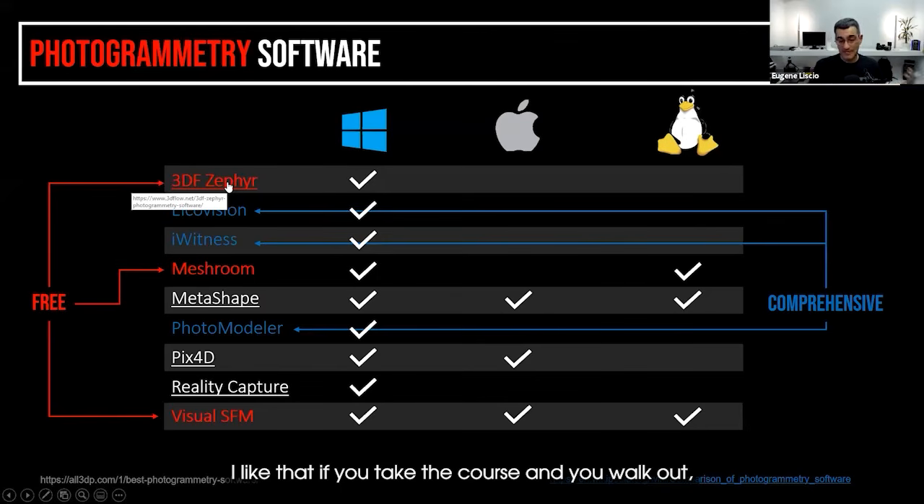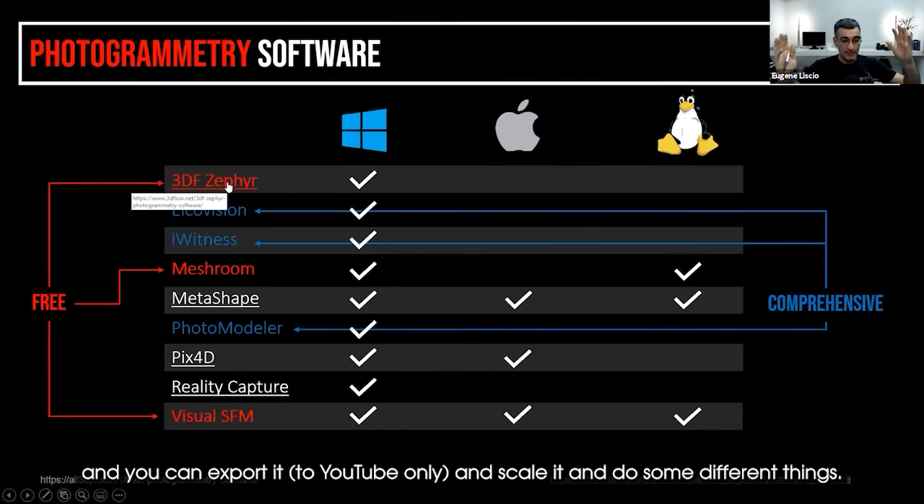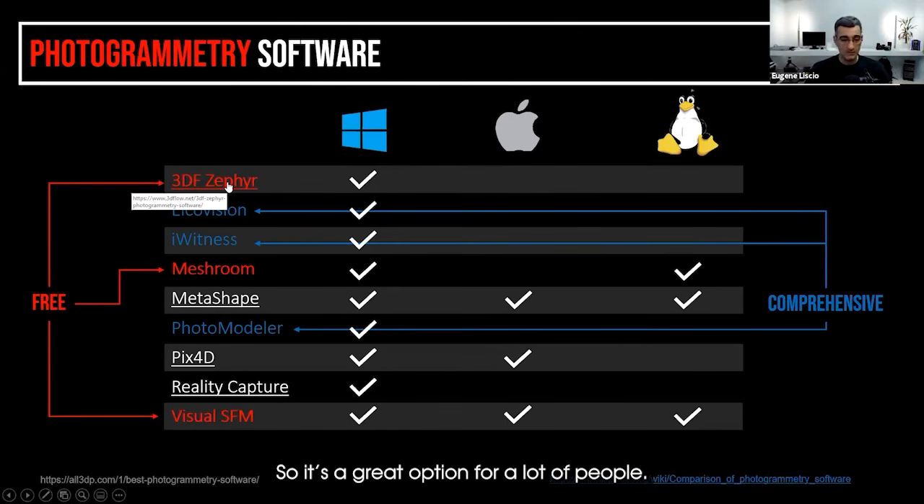I like that if you take the course and you walk out, you can still do stuff with the free version. And if you just want to experiment, you can definitely use the free version of 3ds Zephyr. It creates a textured mesh, and you can export it and scale it and do some different things. So it's a great option for a lot of people. It's a very easy workflow.